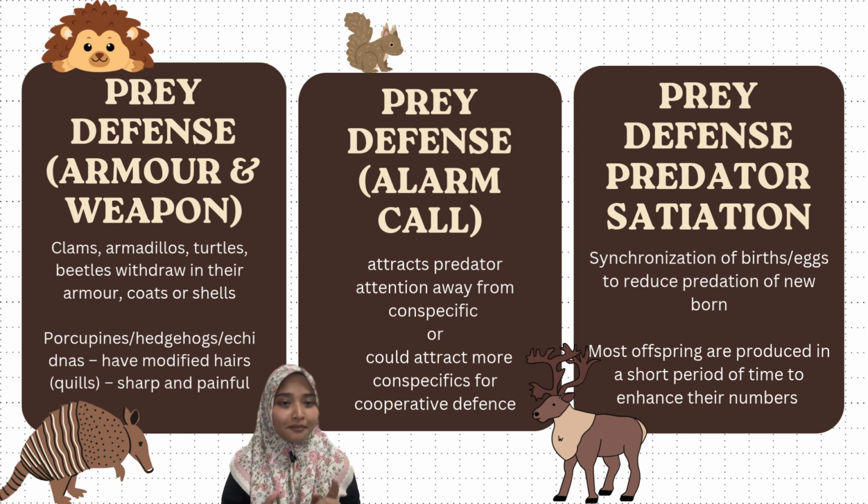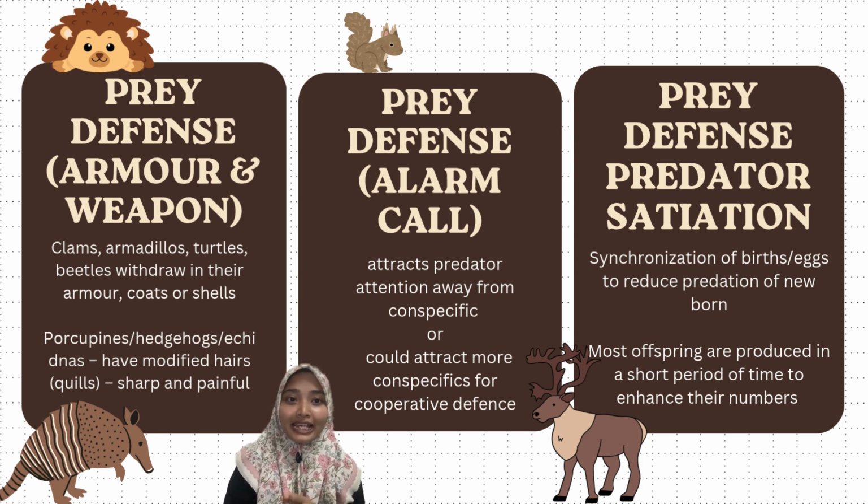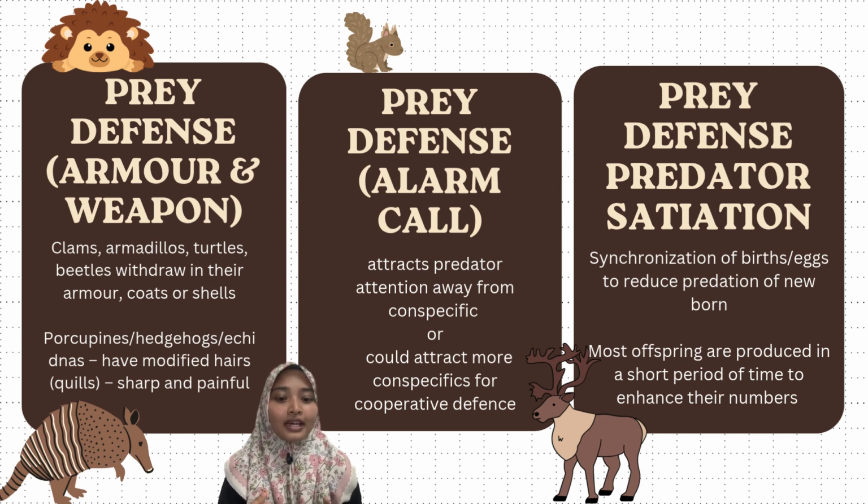Prey defense: armor and weapons. Animals like clams, armadillos, turtles, and beetles withdraw into their armor, coats, and shells. While porcupines, echidnas, and hedgehogs have modified hairs called quills, which are sharp and painful.